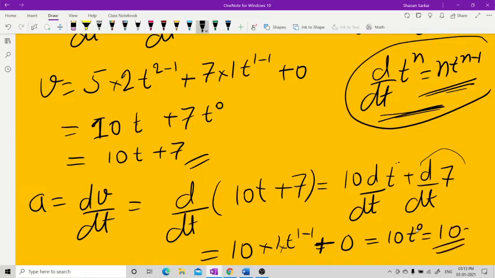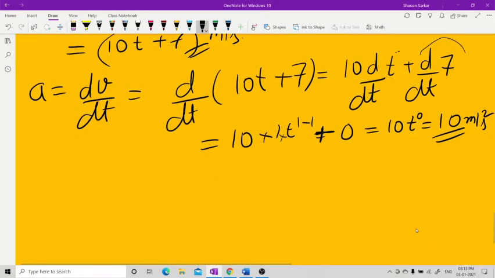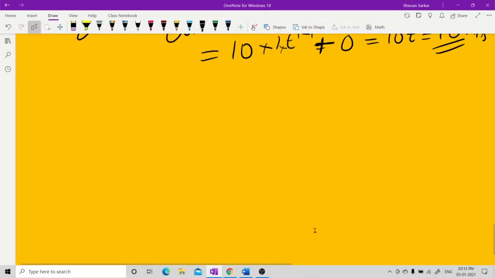And this is meter per second square, the unit, and the velocity is meter per second. The units also you need to write. Don't forget to write the units. Now I hope you have understood. Let me do two more problems with you guys.